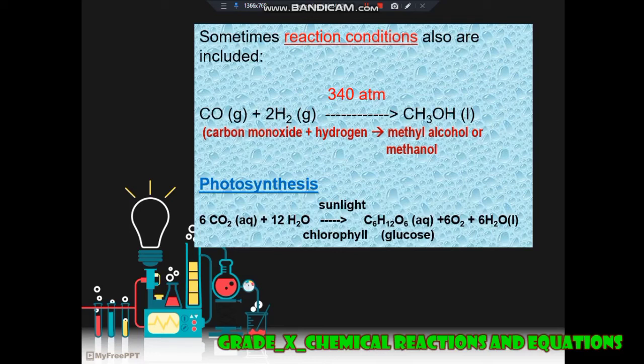Now see the next example of photosynthesis. Here carbon dioxide combined with water in the presence of sunlight and chlorophyll to give glucose, oxygen and water. And what is the condition? Presence of sunlight and chlorophyll.